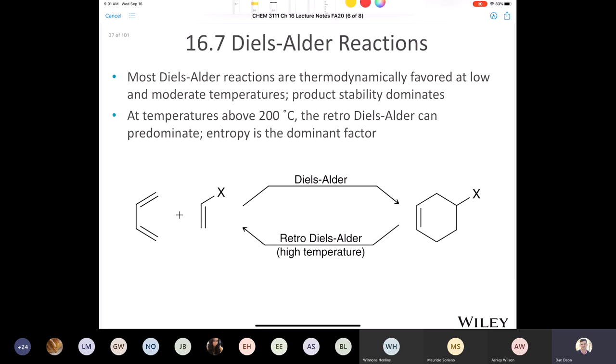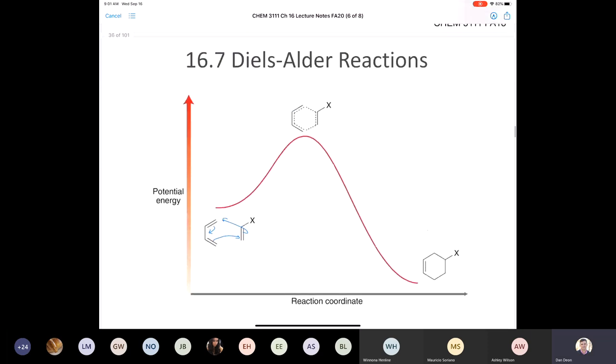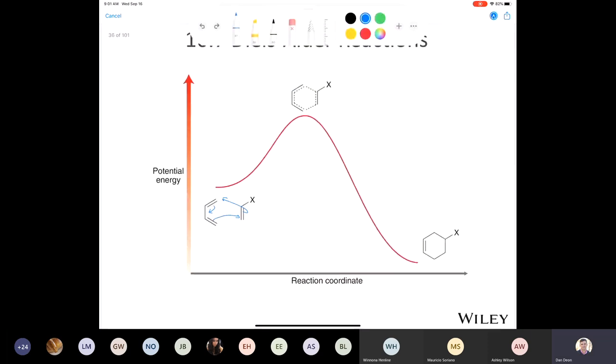Okay, let's go back here. Okay, we take our diene, right? This is our diene. This is our dienophile. We heat them up, they go over a transition state, and they make something that's more stable. Okay, good enough. You have to heat the reaction up. Great. Okay, sounds good. Everything's good.